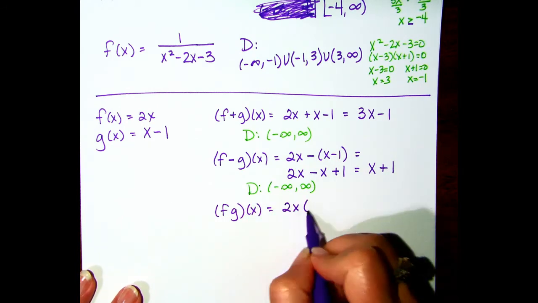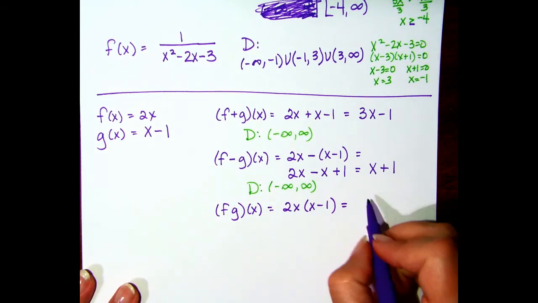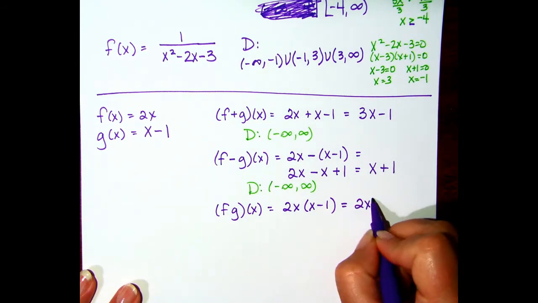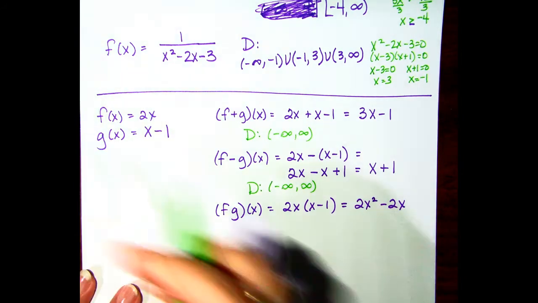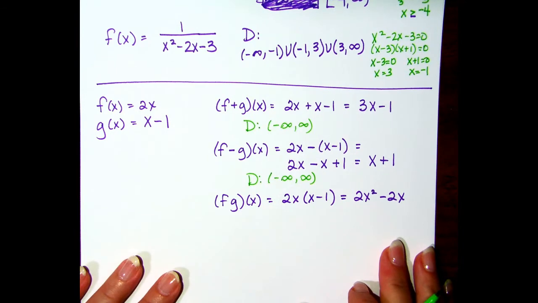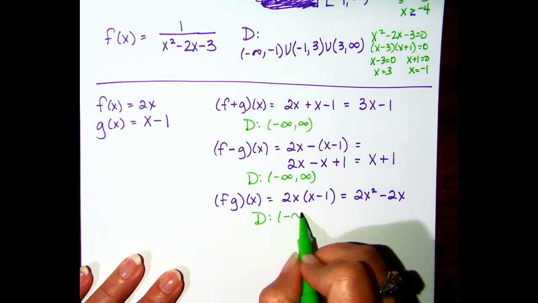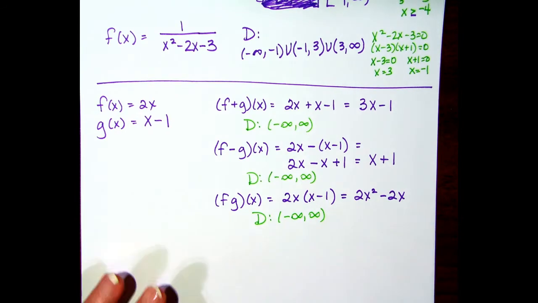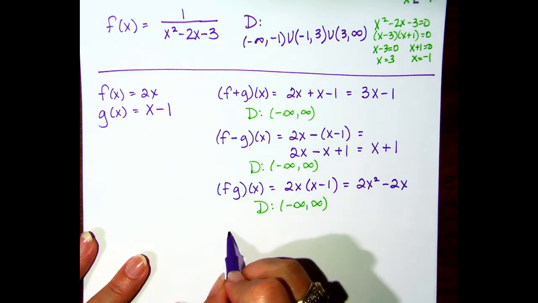So 2x times x minus 1. 2x squared minus 2x. What shape is that? Parabola. What's the domain? Oh, real. What's next?